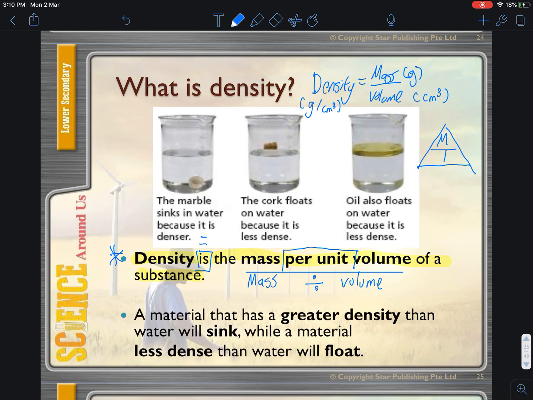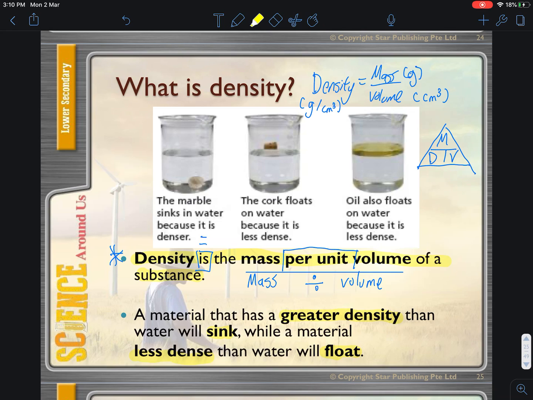Mass is at the top, followed by density, then volume. Okay. Now, what does this density mean? A material that has greater density will sink. Okay. Greater density, it will sink, while a material that has less density will float.